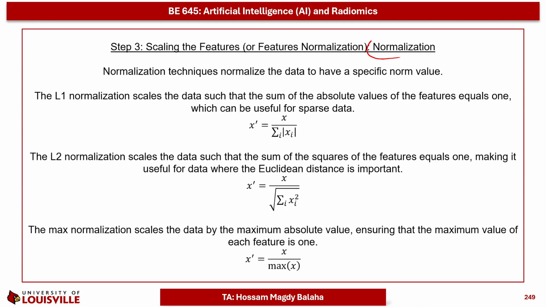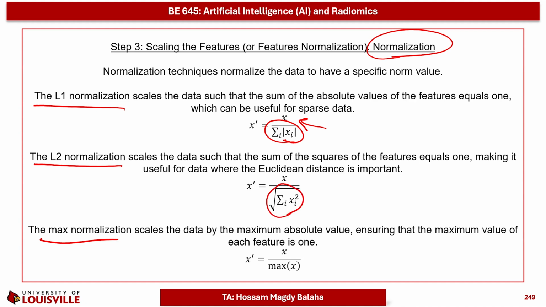The last technique is called normalization, and this includes three categories: L1 normalization, L2 normalization, and max normalization. For L1 normalization, we are scaling the data such that the sum of the absolute values of the features equals 1, and this can be useful for sparse data. Simply, we get the summation of the absolute values and put it in the denominator of the division. L2 normalization scales the data such that the sum of the squares of the features equals 1, and this makes the technique useful for data where the Euclidean distance is important.